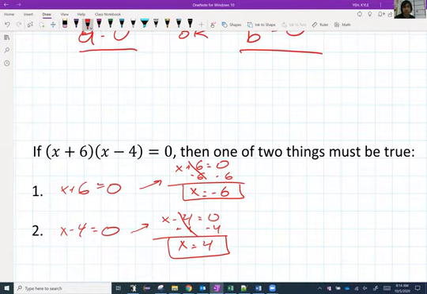Because they were multiplied by each other and equaled 0, one of them has to equal 0 at least, so we know the two possibilities. x plus 6 equals 0, which means x would have to be negative 6, or x minus 4 equals 0, which means x had to equal 4. You might be looking at this and saying, wow, this is pretty easy then, because we have those two things multiplied, we just set them equal to 0 and solve.